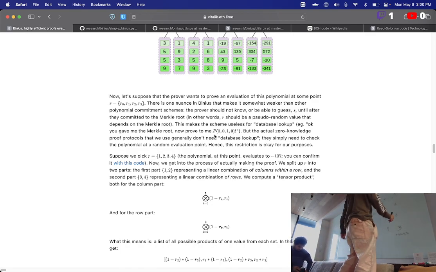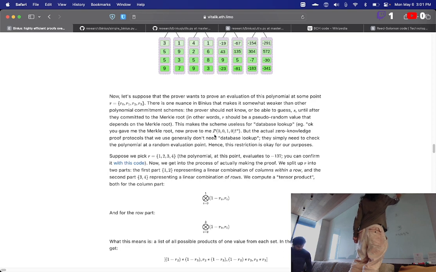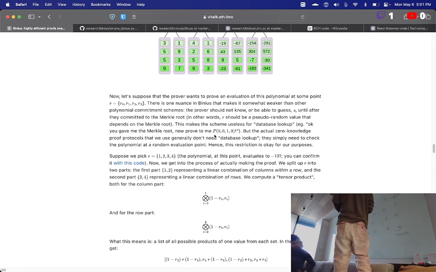So this part I figured out. Yes, this is everything. R1, R2. The reason this works is because of multilinear polynomials. This is how you write a multilinear polynomial from the evaluation points.